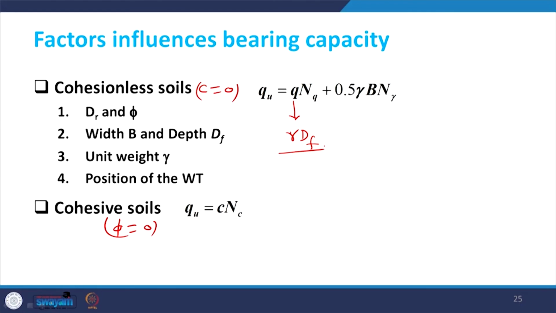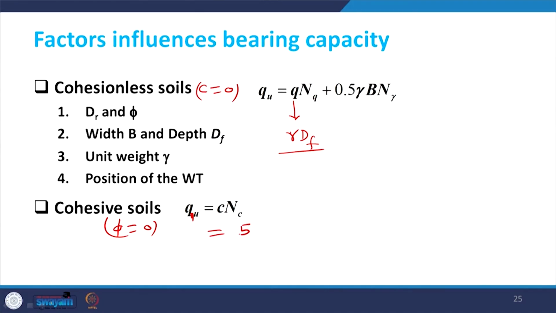But for cohesive soils, qnu is simply given by one relation with C, and it depends only on the value of Nc and C. Nc is also constant in this case, because phi is 0. For example, for IS code this equation will become 5.14 C, and according to Terzaghi's theory this will be 5.7 C. So, it is very easy to find the bearing capacity in case of cohesive soils, because it does not depend on the width and depth of the footing, it depends directly on the value of C.